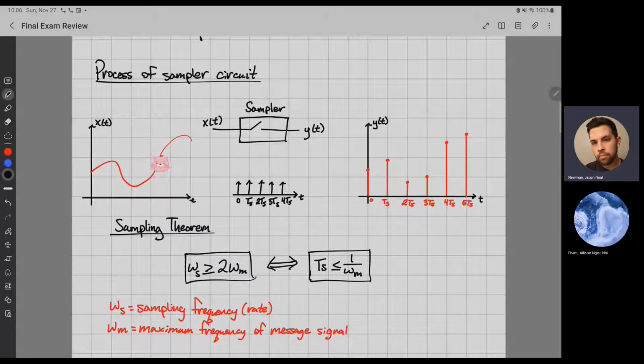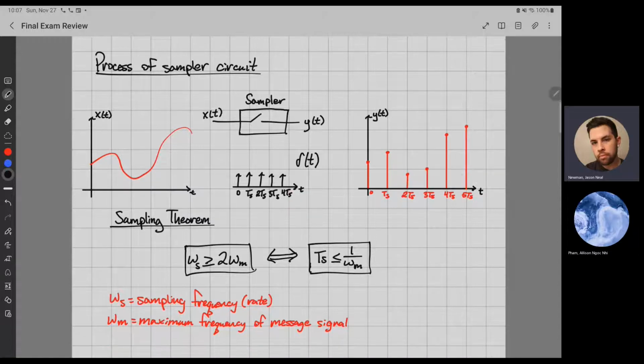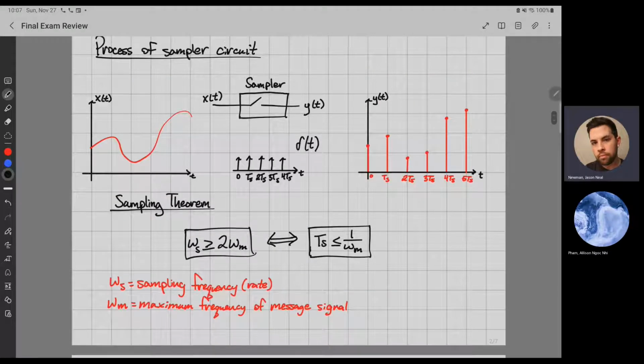The sampler multiplies essentially this analog function by this train of unit impulses. And you'll learn about this in signals and systems. But this train of impulses is actually called the delta t function. They multiply each other, and this is what you get in the output of the sampler. So yeah, let's move on.